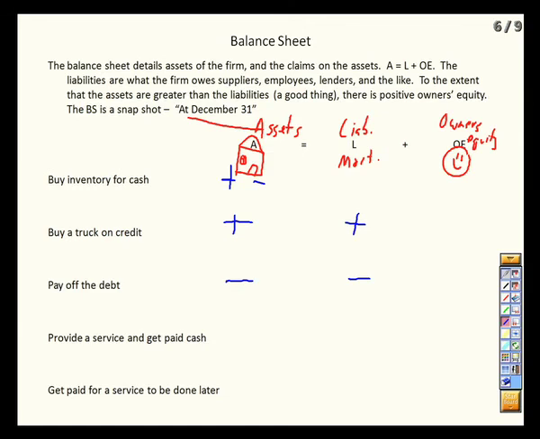Okay, next. We provide a service and get paid cash. Well, obviously we have more cash, and cash is an asset, so there's our asset going up. But how do we balance this equation? Well, let's think this through. Do we have less of an asset? That would balance the equation. Nope. We didn't give up anything other than the time we spent. How about a liability? Do we owe anything to anyone? Nope. We did the work and they paid us for it, and that's that. So what's left? Equity has to go up.